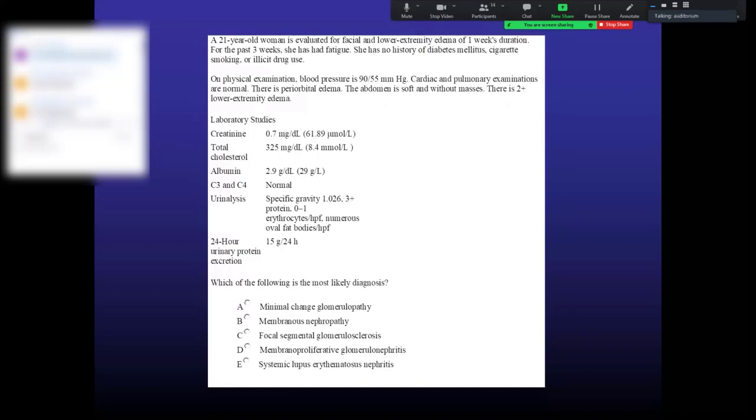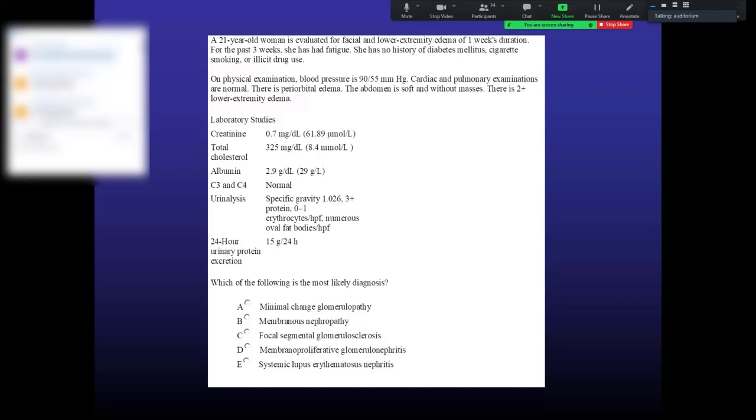All right, so I have another question. And in the sake of time, I might just go through this one really quickly. So this is a 21-year-old female evaluated for edema, facial and lower extremity edema of 1 week's duration. So this is kind of what we see in nephrotic syndrome, a fairly sudden onset. Usually the edema is severe enough that patients seek help. Not always, but most of the time.